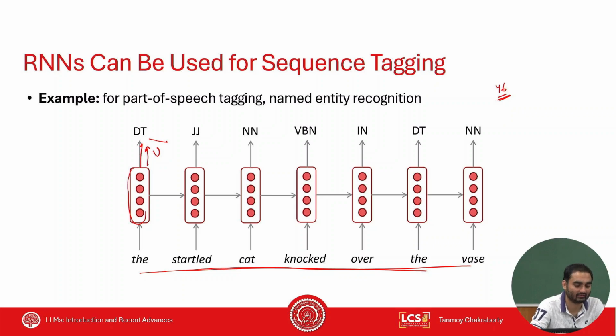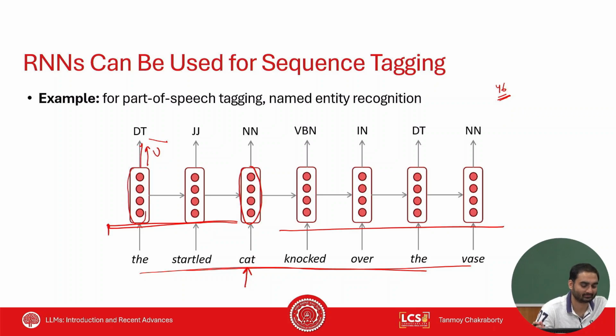Now here you can ask that in order to predict, let's say, the POS tag for the word cat at this hidden state, I have access to only the previous hidden states. But sometimes when we do POS tagging, or let's say named entity recognition, we may also need access to the future hidden states. And remember, the entire sequence is given to you. It is not a generation task. The entire sequence is given to you, and the task is to predict the POS tag for every word. So why only consider the previous hidden states? We can also consider the future hidden states.